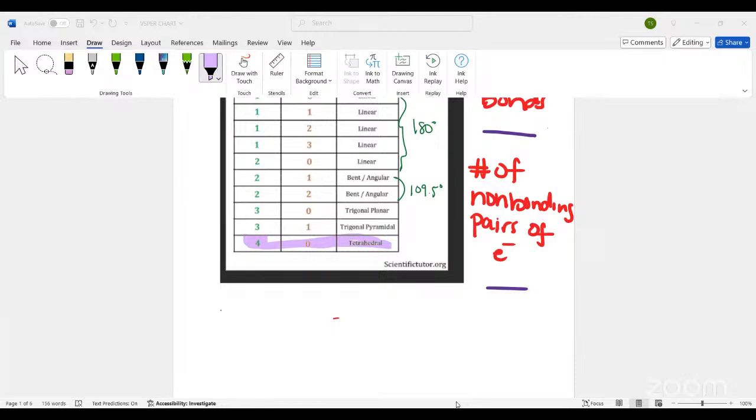Hey, Issa, what's going on? We were just doing the molecular geometry tonight. That's what we were focusing on tonight, and that's on the TEAS exam too.